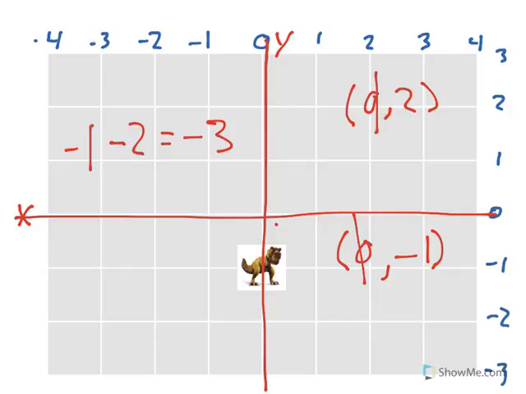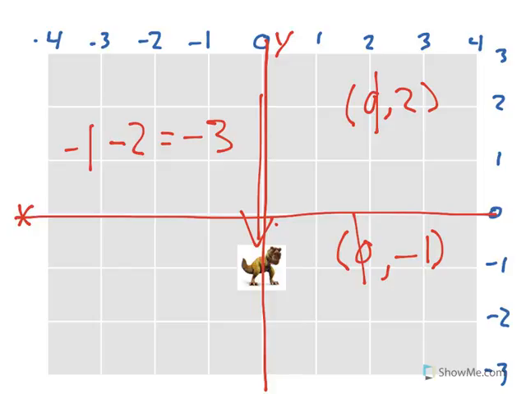He traveled -3 units. That seems a little bit silly. How can a T-Rex travel -3 units? In this case, the negative sign simply means that the T-Rex traveled in the negative direction along the y-axis, like this. This is a major difference between distance and displacement.